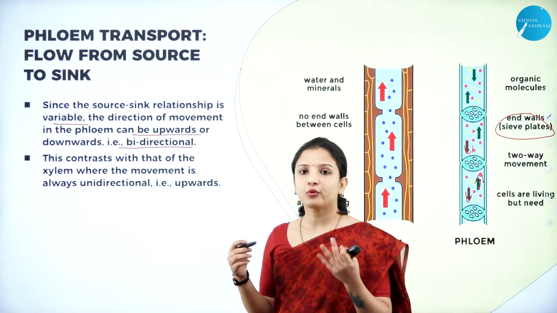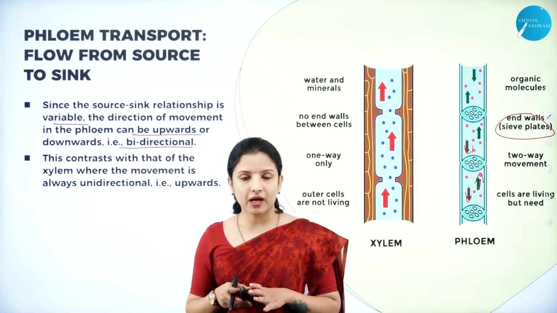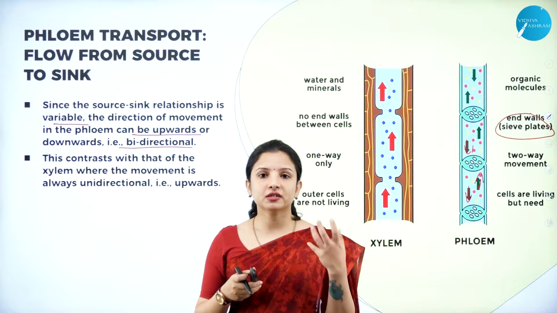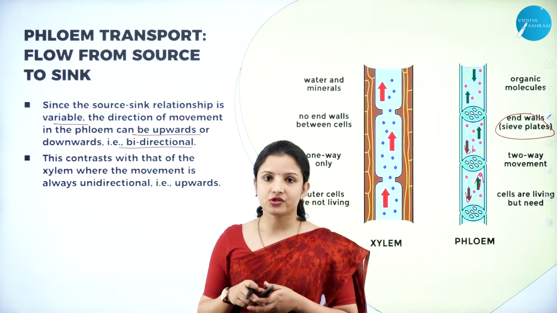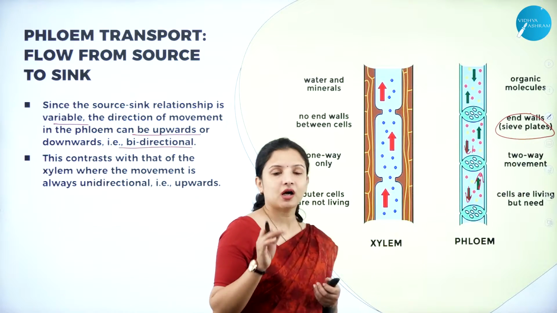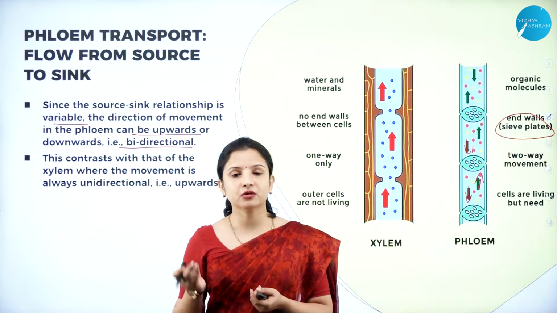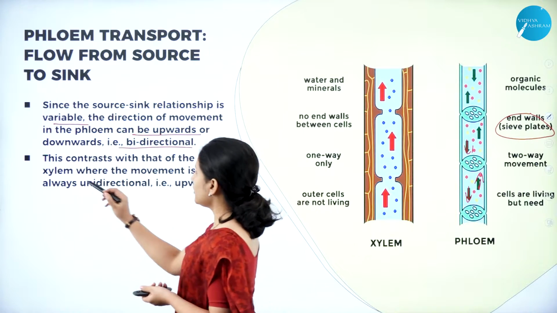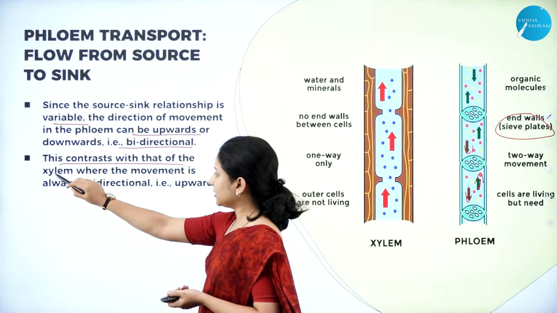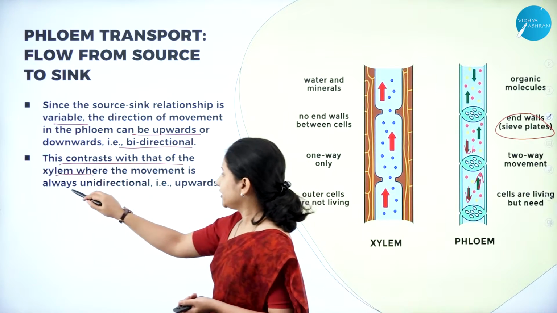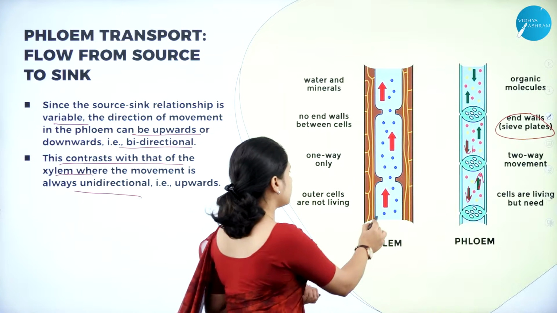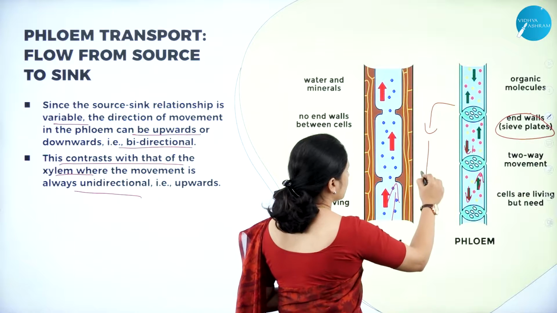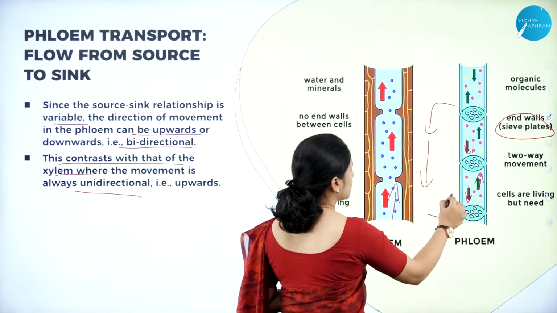And when we talk about xylem, xylem cannot participate in the movement from source to sink. Why? Because it is only unidirectional. So say, for example, how will the materials move from the root to the leaf? Right? It is not possible if it is xylem. So in contrast with that of phloem, the movement in xylem is always unidirectional. Only upward movement. It can't move from the leaf to the root. It can only move from the root to the leaf.